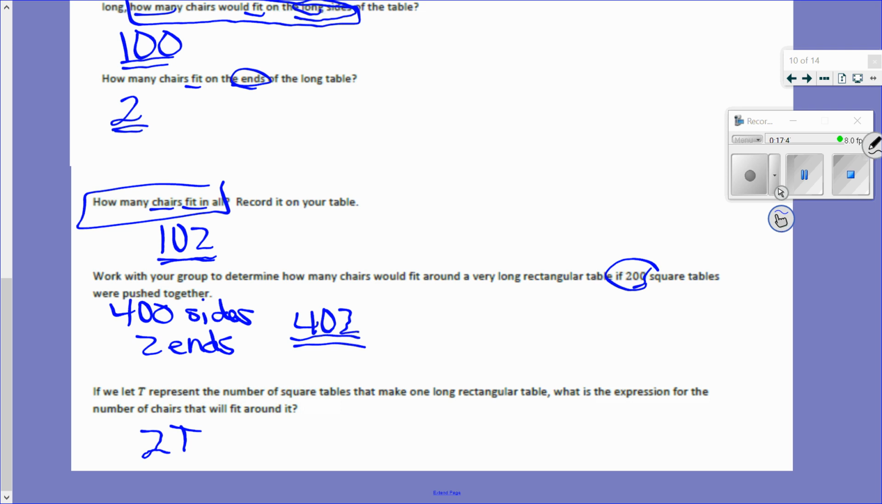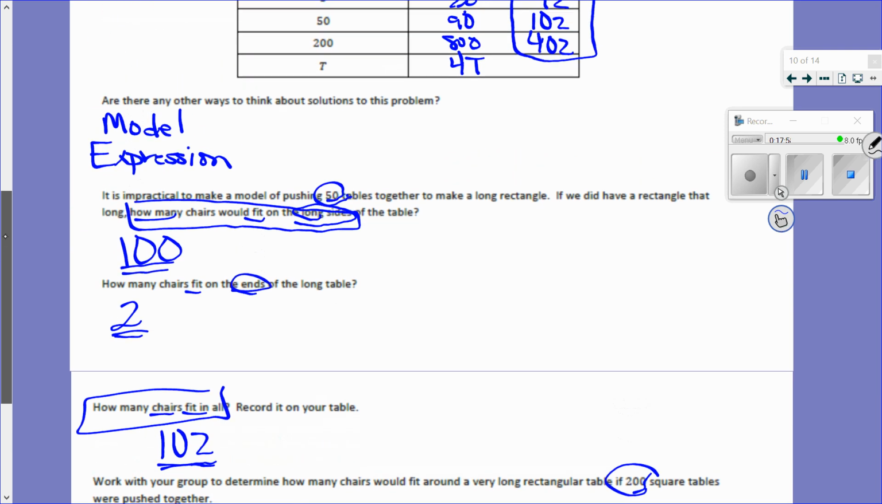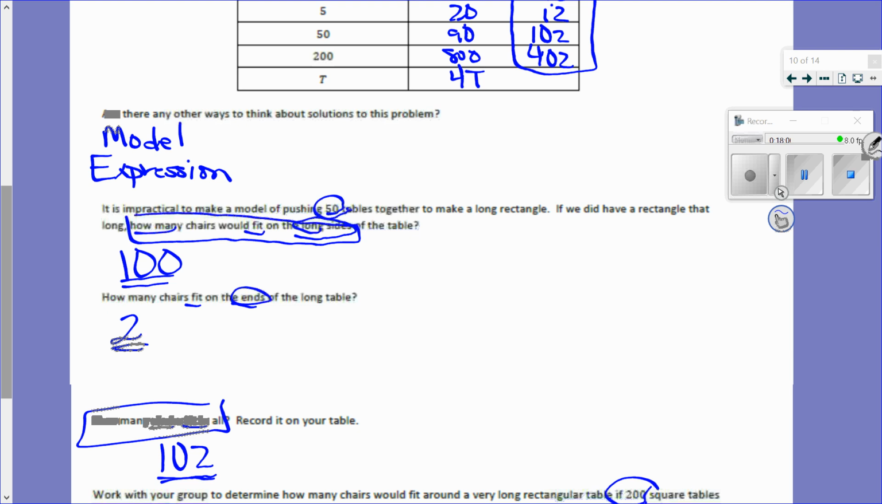But then what else am I doing? You're adding 2 from the ends. So what does that last one in our table look like? It's not 4t. It's 2 times the number of tables plus the 2 end chairs. Because I'm putting 1 person on each side of every table and then 1 on the end as I keep moving it out. Does that make sense, everybody? Okay, let's go to the next page.